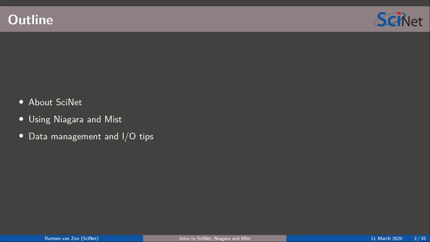so that you know who we are and why we're here, and what you can get out of us. And then we'll focus on how to use our systems. So we have two main systems right now, Niagara and Mist. So I'll tell a little bit about them and how to use them.